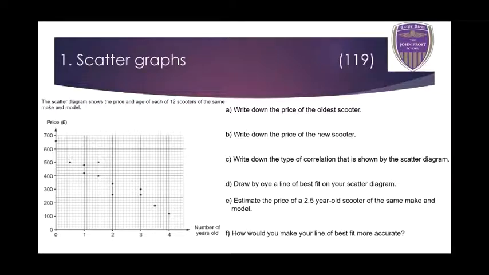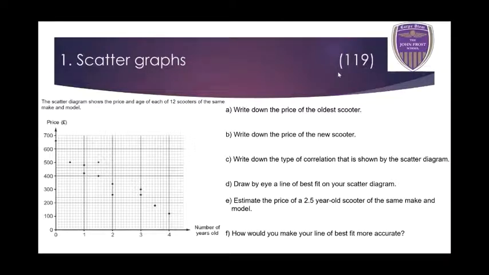Okay, so just a reminder, reading the question out first of all. The scatter diagram shows the price and age of each of 12 scooters of the same make and model. We can see a diagram here. The x-axis tells us how old the scooters are, and the y-axis tells us the price of the scooter. And then we've got 5 questions. Let's work through these one at a time.